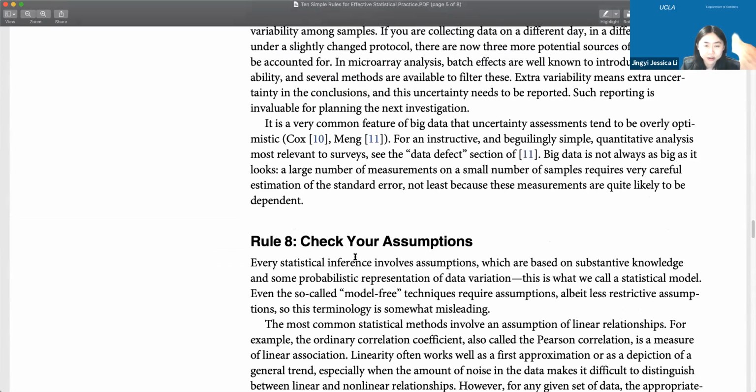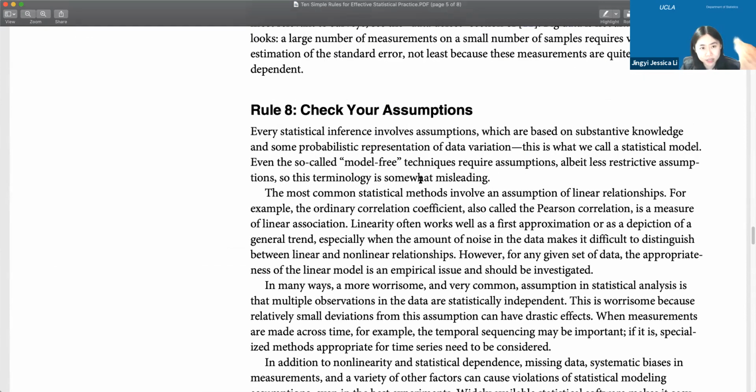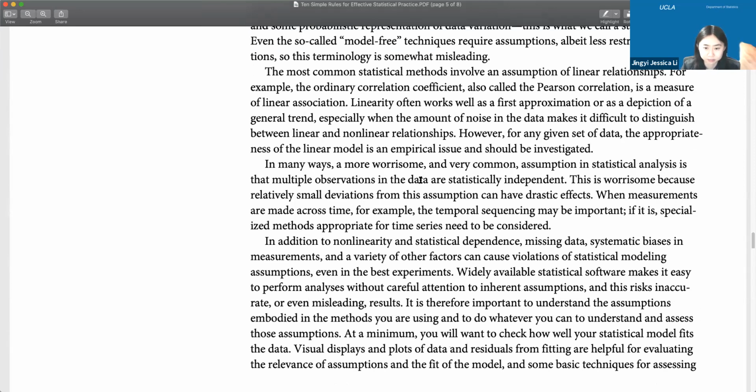Okay, rule 8, check your assumptions. This is something we will provide you in this class. For the methods we give you, we will provide the assumptions. Then you will have this mindset when you read bioinformatics papers: try to check the assumptions in the statistical method, check if the authors provide them, and if they do, whether they make sense to you. If a method paper didn't lay out the assumptions, usually that's a strong warning sign. It means that probably the method section was not so rigorously written.